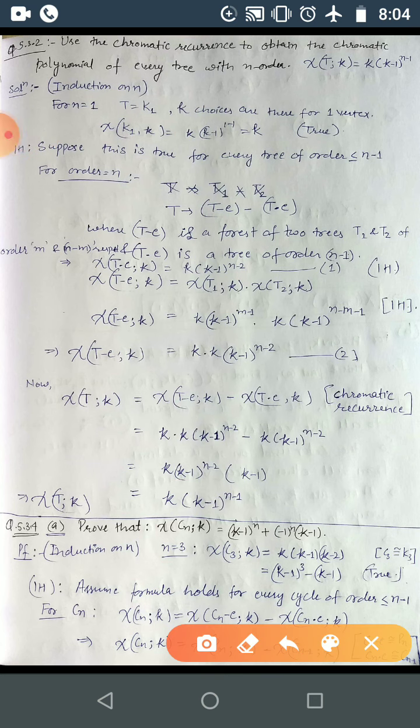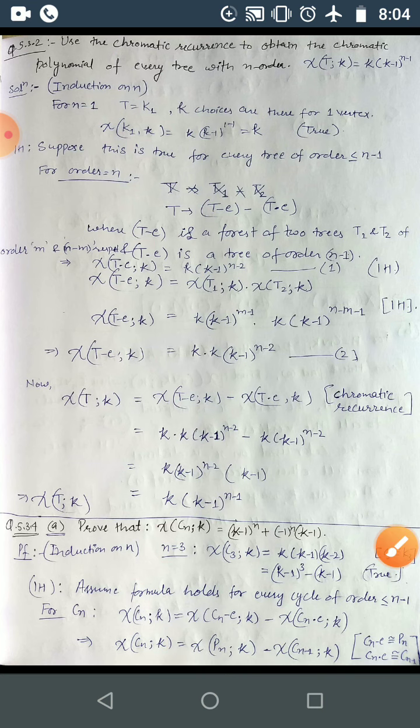So here use the chromatic recurrence. Again you have to use the same to obtain the chromatic polynomial of every tree with n order. For a tree we have already done one way, and another way is to use the chromatic recurrence. So here, tree of order n is given.